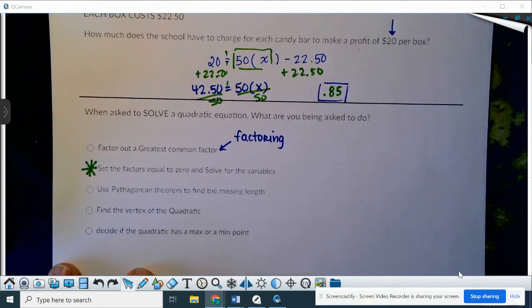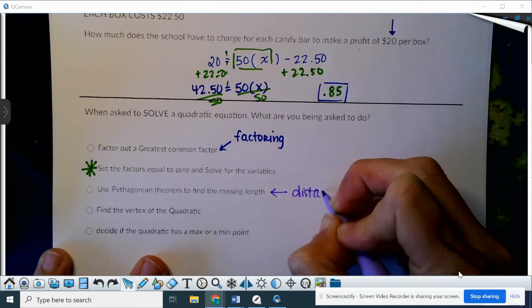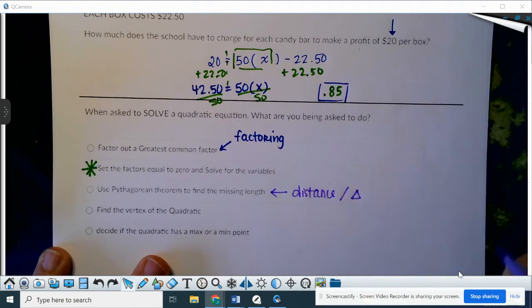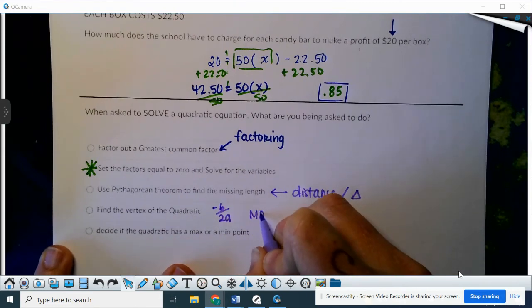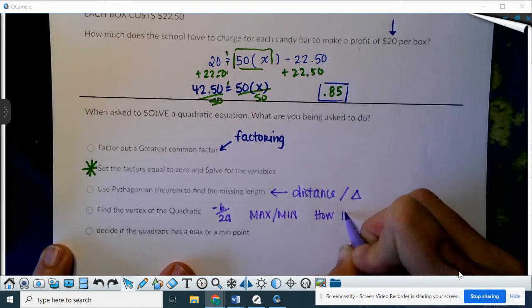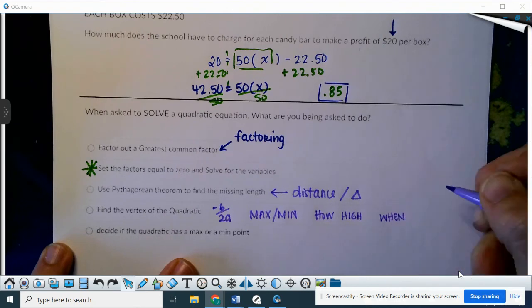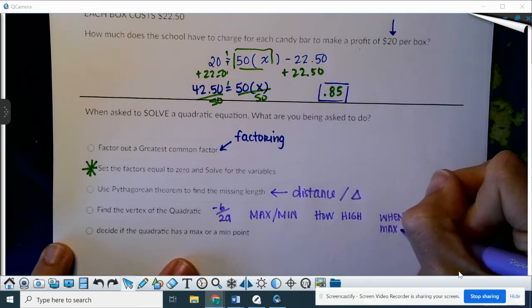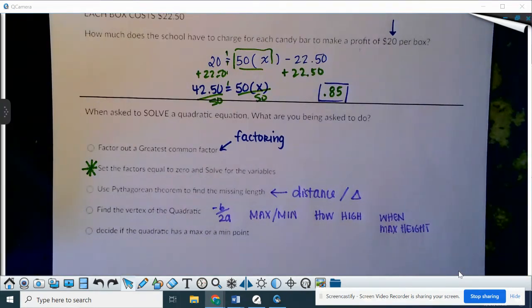So use the Pythagorean theorem to find the missing length. This would be more like distance or dealing with triangles, so definitely not quadratics. Find the vertex. That's going to be negative b over 2a, and that vertex might be a conversation of max versus min. It might be how high, or when did it reach its maximum height or minimum height. The max and min we could sub out either way. But that x is going to be the when, the vertex of the quadratic.